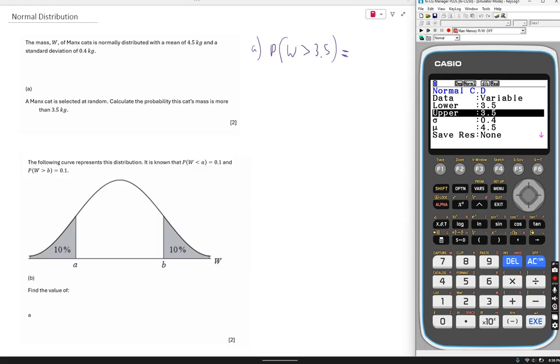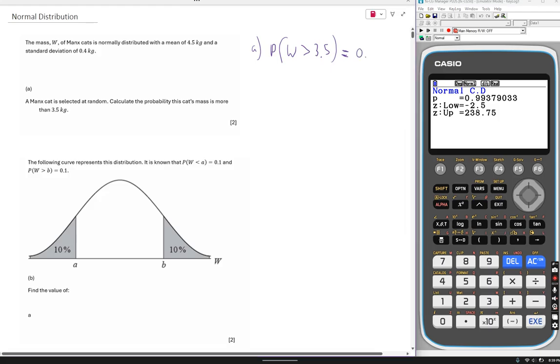We've got weights of cats. So if I do 100, that is a really large number in this context. It doesn't ultimately matter, but I just want a really large number so that I'm getting all of the detail, essentially. Standard deviation is 0.4. The mean is 4.5. And execute. So we've got the probability is 0.994. That is to 3 significant figures.